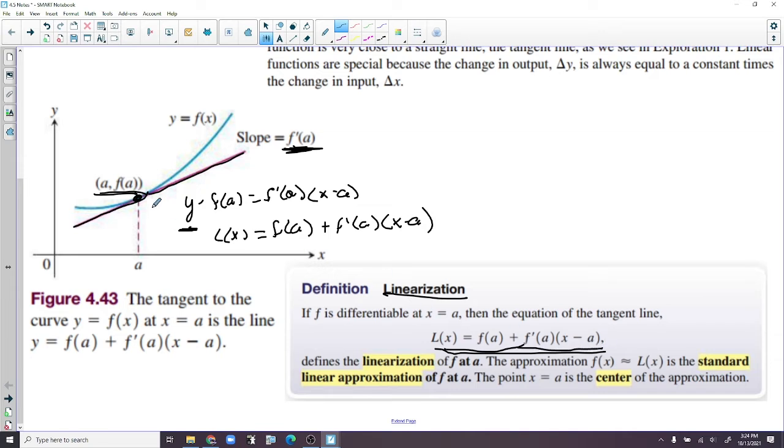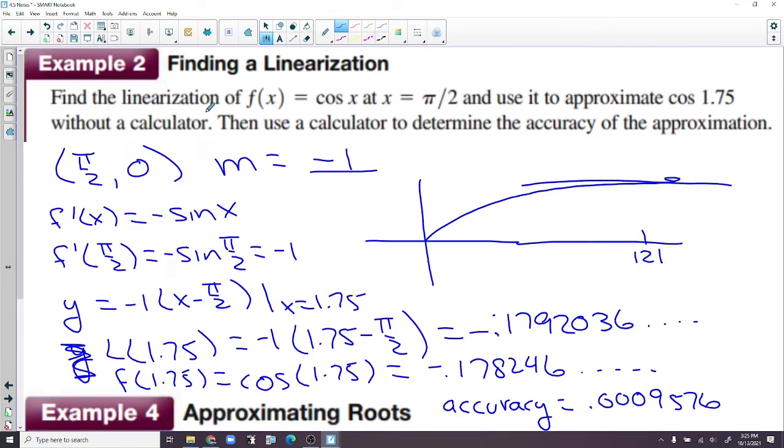And then we can use this line to approximate the curve as long as we're pretty close to the point of tangency. And you can see as we get farther and farther away from the point of tangency, the estimate starts to get pretty bad. But as long as we stay close, the estimate should be pretty good.